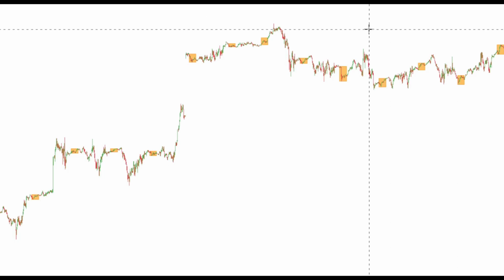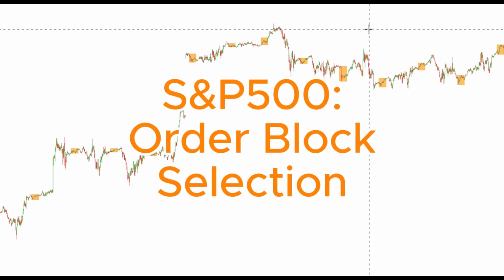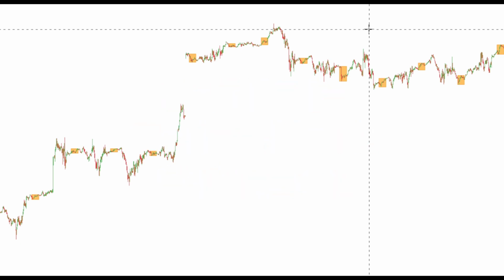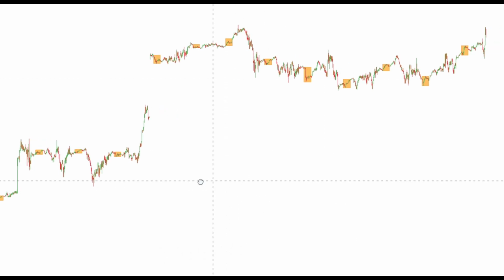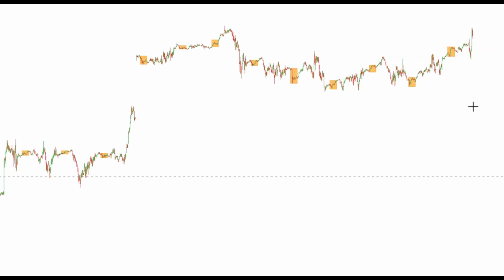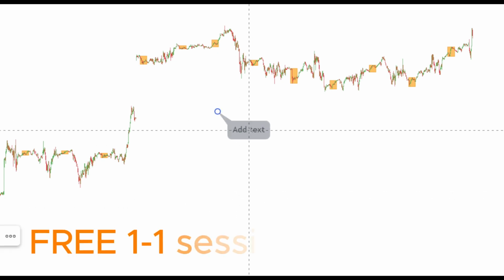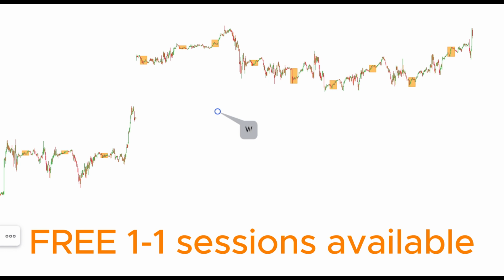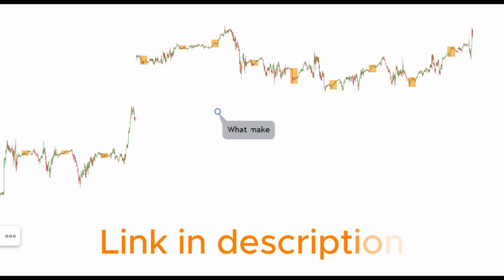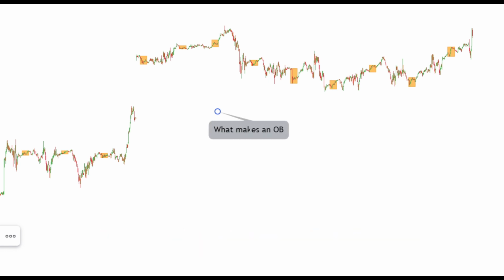Right, traders, welcome back to this S&P 500 case study where we're going to be diving into the aspects or the overall principles of order blocks, right? So quickly to recap, before we go on to the live price action analysis, we're going to ask ourselves, what is it that makes an order block, right? What makes an order block?